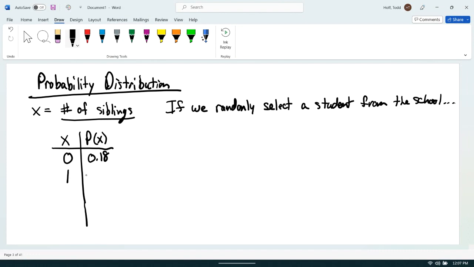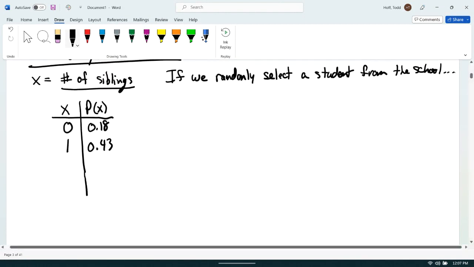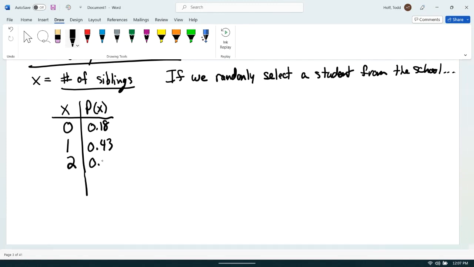The probability that student has 1 sibling, 0.43. So a family with 2 children. Probability that they have 2 siblings is 0.27. Probability that they have 3 siblings, 0.09. And the probability that they have 4 siblings is 0.03. Now again, for the purposes of this example, we're assuming nobody has more than 4 siblings, no families with more than 5 total children.